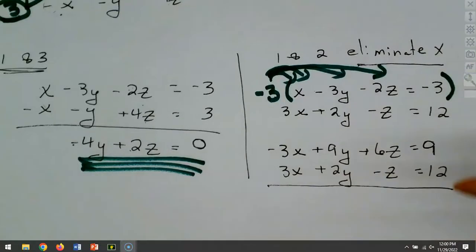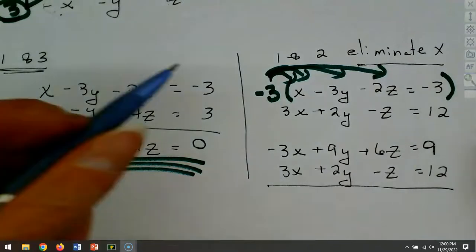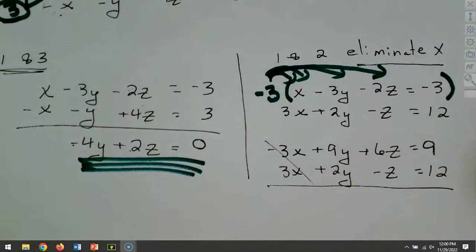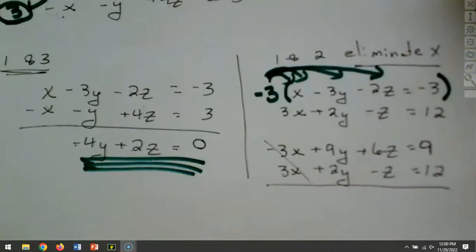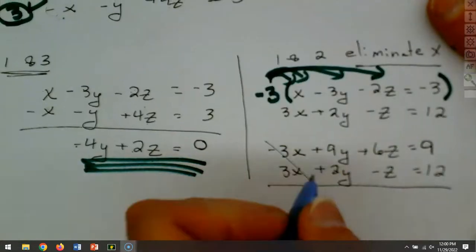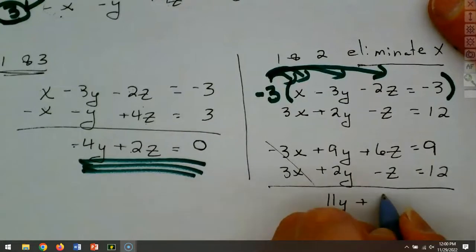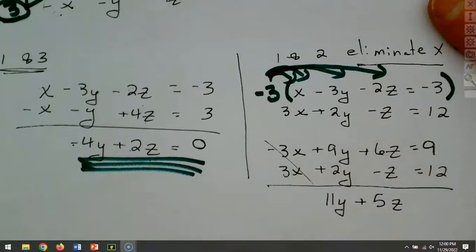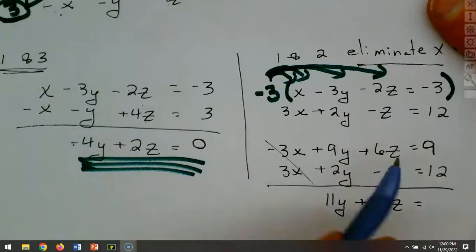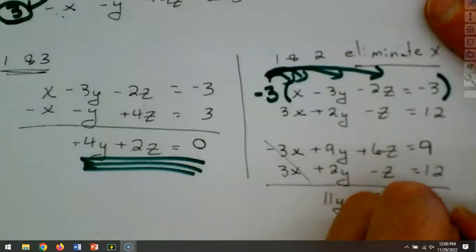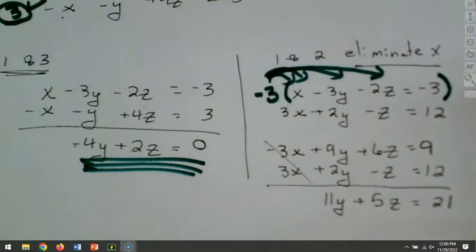And now when we add down, what's going to happen? Those go away. The x's go away, which is what we want. So the x's are gone, and that gives you 11y plus 5z equals, okay, 9 and 12, that makes it a 21.